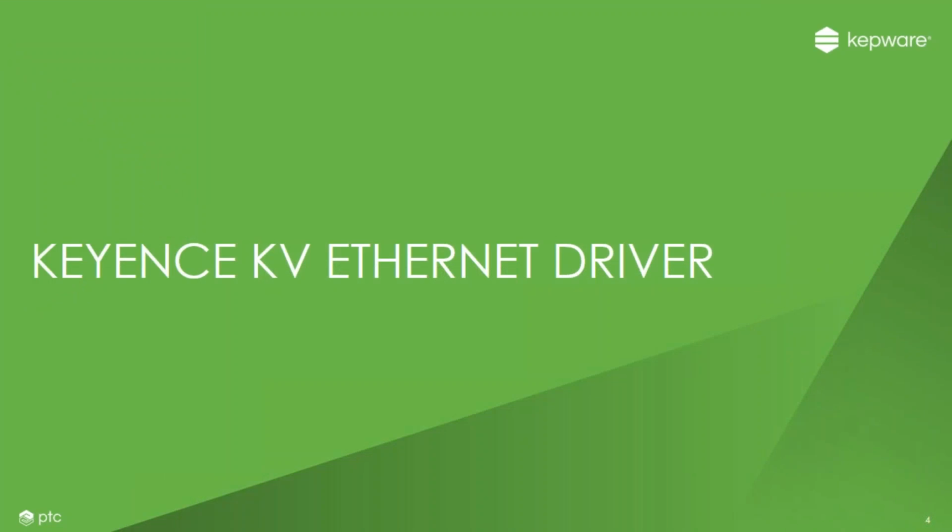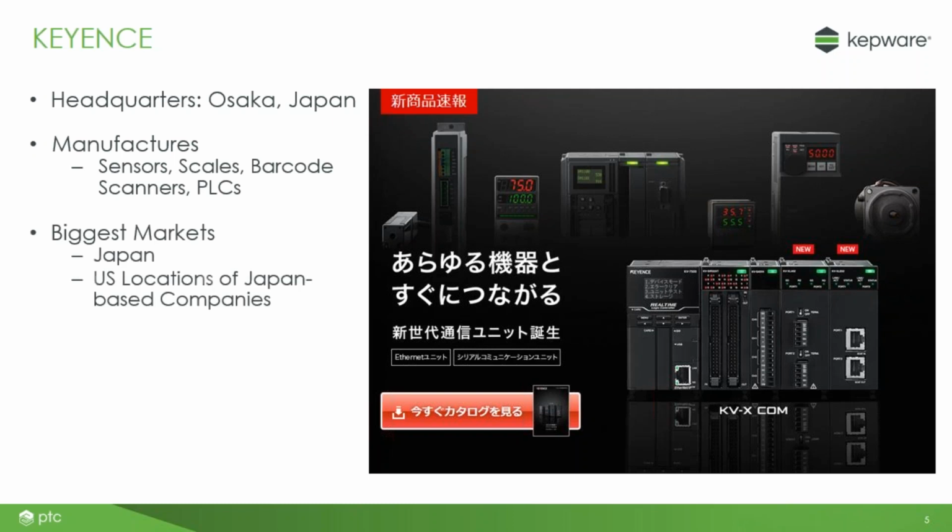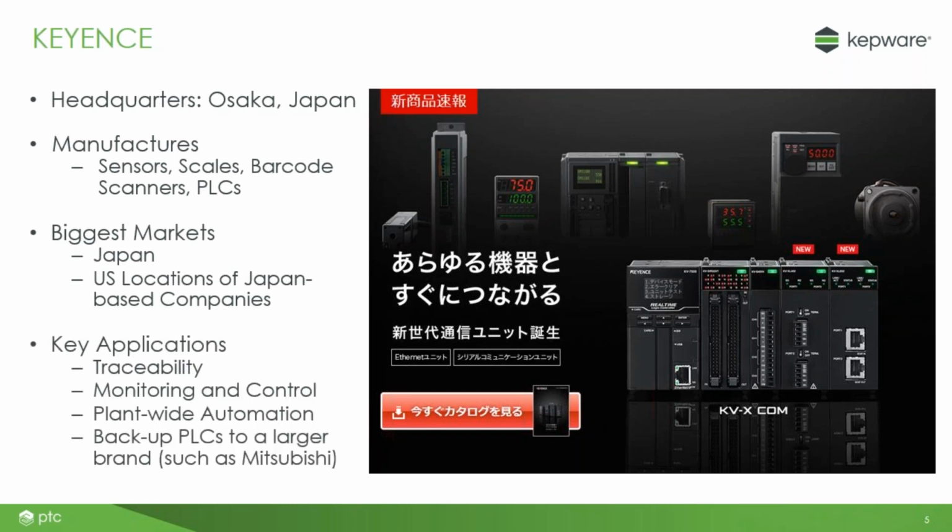All right, Keyence KV Ethernet. So Keyence, the company, is headquartered in Japan, and they manufacture sensors, scales, barcode scanners, PLCs. So kind of your typical hardware vendor in the automation manufacturing space. Obviously, their biggest markets would be Japan and U.S. locations of Japan-based companies. So you might have seen them if you're working with Japanese companies. And key applications are very common to what you would see in any PLC manufacturer: traceability, monitoring, control, plant-wide automation, and also specifically for Keyence, we see them as a backup to larger brands such as Mitsubishi that also have a large presence in the Japanese and Asian markets.